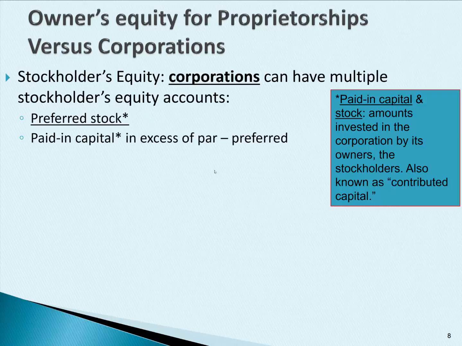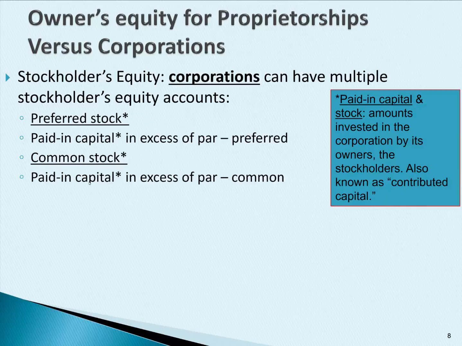Now, if the preferred stock has something called paid-in capital in excess of par, that would be listed second. After that, you list the common stock. Again, we'll talk more about what common stock is later, but you can tell by the name that common stock is common. Preferred stock is actually pretty rare. Not a lot of companies have preferred stock. But common stock, all companies that are publicly traded have common stock. And then what's listed next is paid-in capital in excess of par common. Again, we'll learn what that is exactly later.